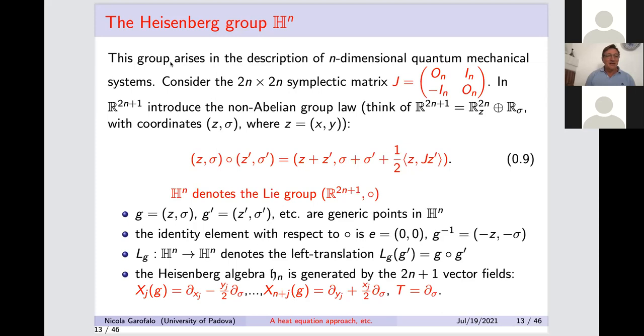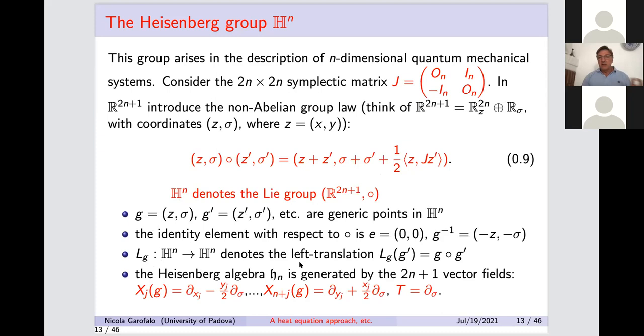So let's consider the 2n by 2n symplectic matrix J written here. And let's introduce in R^(2n+1) a non-commutative group law, which is written here. Well, this is just a rotation, it changes a vector into its perpendicular. With this non-commutative group law, R^(2n+1) becomes a Lie group, and this Lie group is usually denoted by H^n for Heisenberg group, although physicists have long known this as the Weyl group. All right, so let me denote by (z, σ) and (z', σ') generic points in H^n. Remember, z is in R^(2n) and σ is the so-called vertical direction.